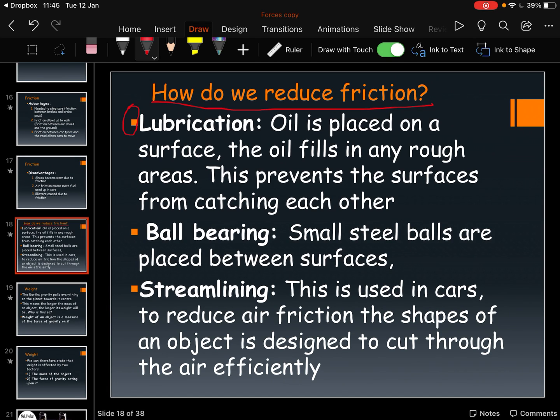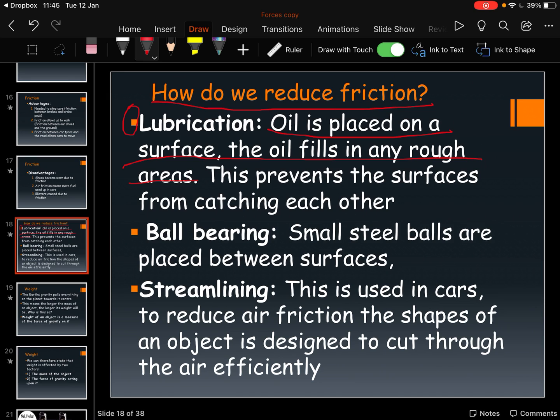Number one is lubrication. Anyone who's into mechanics or has a bike will know this. Oil is placed on a surface and the oil fills any of the rough areas. This prevents the surfaces from catching each other. In cars, you have engine oil because there are moving parts. If there are moving parts of metal, they're going to rub off each other and erode away. So you put oil in, and what the oil does is make it smooth, so it prevents things from grinding off each other.